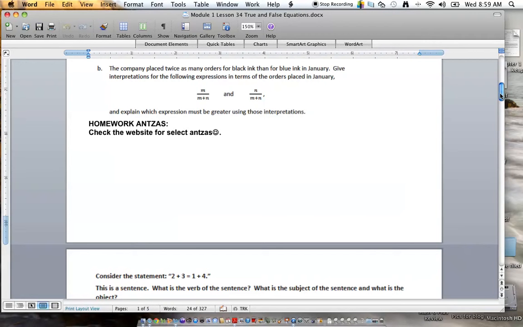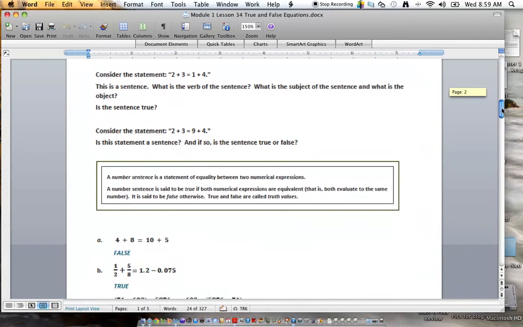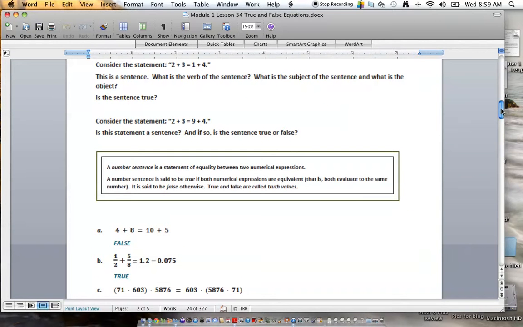All right, now, consider this statement. 2 plus 3 equals 1 plus 4. Y'all agree with that? Right? What's 2 plus 3? And the whole class said? 5. What's 1 plus 4? The whole class said? 5. Nice. So 5 is equal to 5. So clearly, this is true.